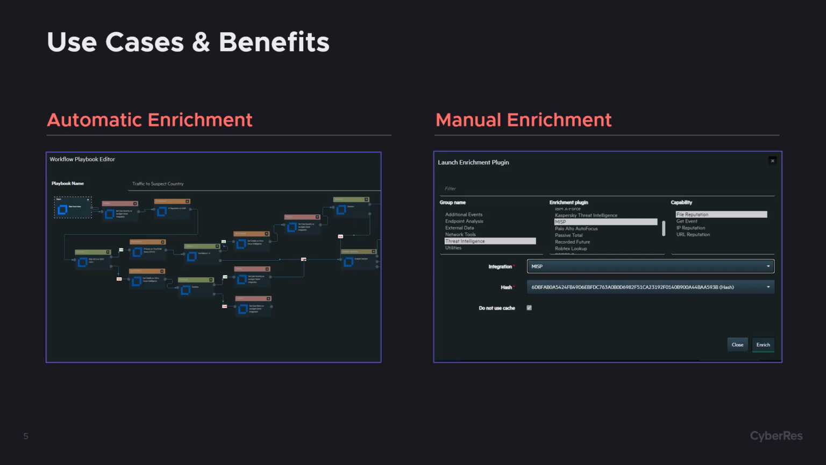ArcSight SOAR enrichment can be run either automatically or manually. The automatic enrichment is handled by playbooks and the visual playbook editor, as seen on the left. Playbooks define the automation and orchestration part of SOAR and can be fully or semi-automated. Manual enrichment is done by the SOC analysts as they're performing a threat investigation. I'll show you what this looks like later when we set up the SOAR integration.